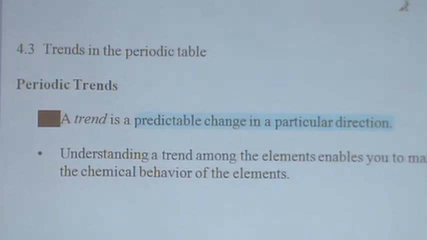There are lots of trends to examine. A trend is a predictable change in a particular direction on the periodic table. Understanding the trend allows you to make predictions about the chemical behavior of the element. So for example, you could say this element is probably bigger than this element. This element doesn't react as compared to this other element. So those trends are going to allow us to answer prediction questions about things in the periodic table.